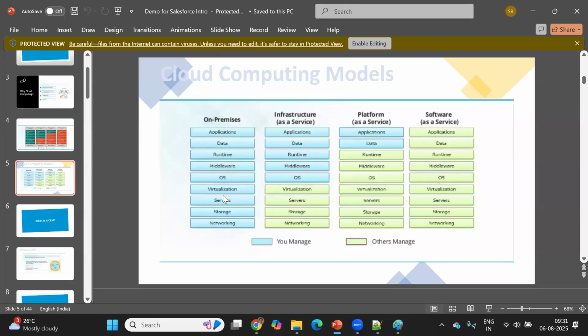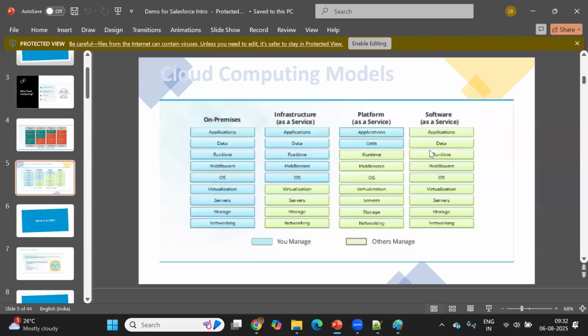That is on-premise. Now, infrastructure as a service means networking, storage, servers, virtualization, everything will be managed by the provider who provides this infrastructure as a service. And if you go with the platform as a service package, it will manage your middleware and operating system, including these servers and all. They can take care of the operating system and middleware or runtime. Everything will be taken care of by platform as a service.